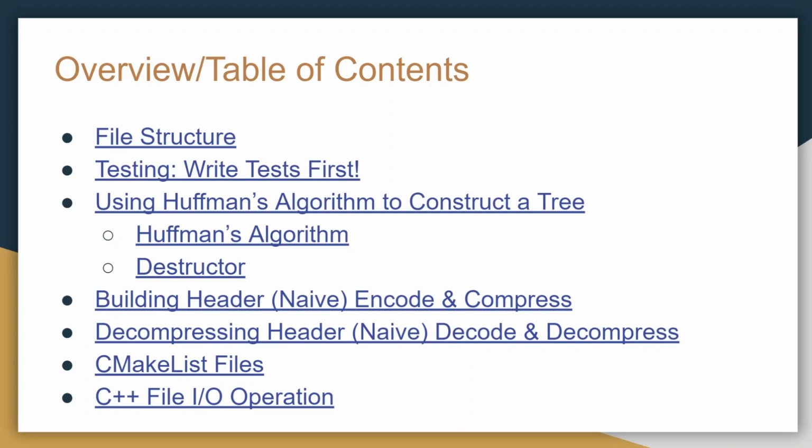First, we will be discussing the file structure because there's a lot more to this than there was previously. In previous assignments, you may have only had to deal with one file, whereas here there's a whole directory structure that you may or may not be used to. Then we're going to go over testing and writing tests first, followed by Huffman's algorithm to construct a tree and destruct a tree, then building the header naively and compressing it and then also decompressing it, followed by CMakeList files and a little bit of file I/O operations.